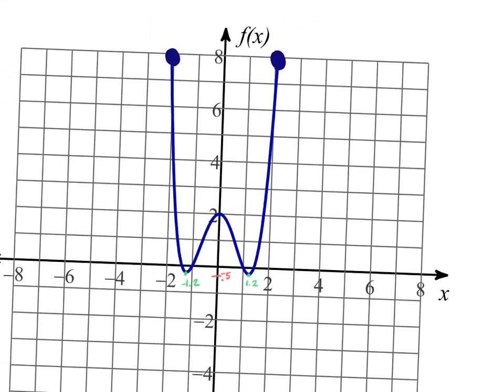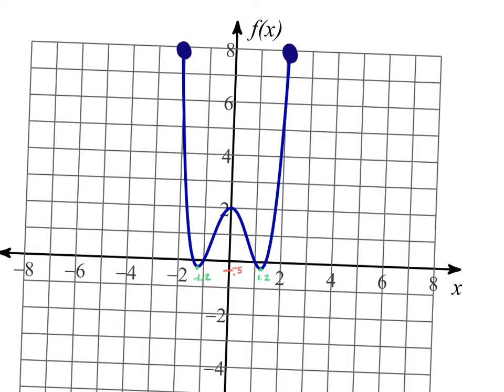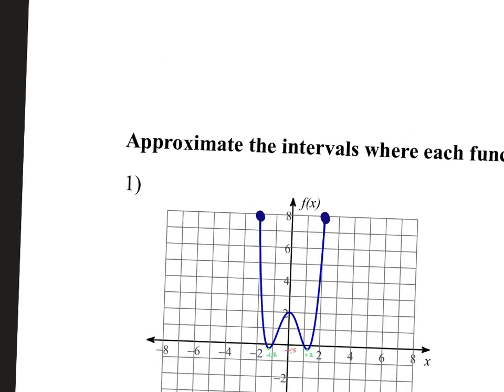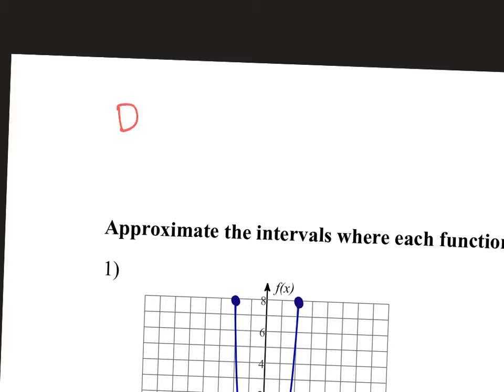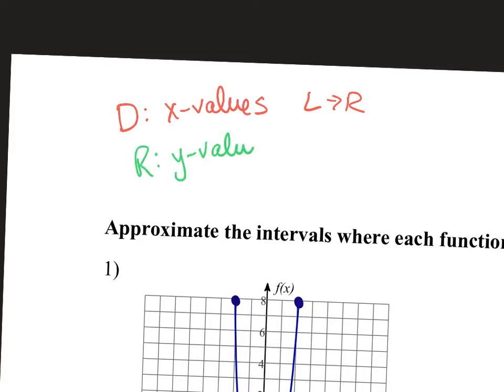So the first thing we're going to talk about is domain and range. Let's give ourselves some notes so we have stuff to refer to. Domain is X values, correct? And we read from left to right. Everybody agree? Our range is our Y values, and we read from bottom to where? To top. Good. And then our intervals of increase, decrease, and constant.